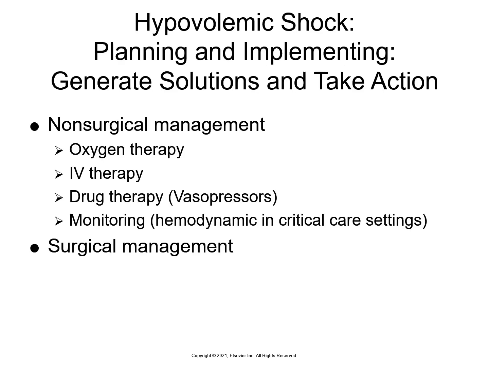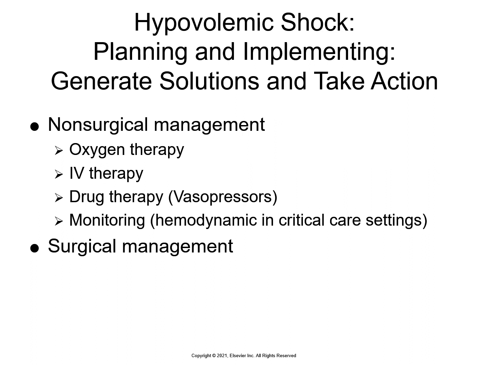So, non-surgical management, of course, is going to include oxygen therapy. We need to give them some extra oxygen because they're low on oxygen perfusion. They will need IV therapy, drug therapy such as vasopressors, hemodynamic monitoring in critical care, and then they may need, of course, surgical management.